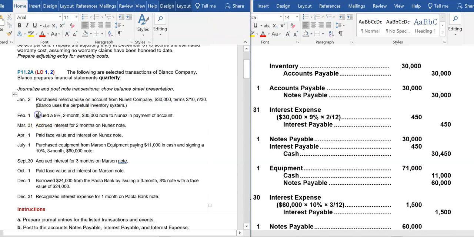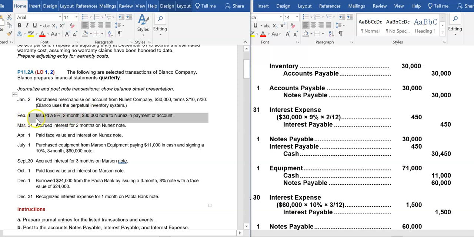A month later, that account payable is due. 30 days have passed. We didn't pay within 10, and we haven't paid within 30. So because Blanco is not ready to pay the $30,000 to Nunez, Blanco approached Nunez and said, hey, I can't pay you quite yet. Will you take a 9%, 2-month, $30,000 note in payment of our account payable? Nunez is going to jump on this, and they're going to say yes, because that means Nunez is not only going to be paid the $30,000 they're owed, but they are also going to be paid interest for 2 months.